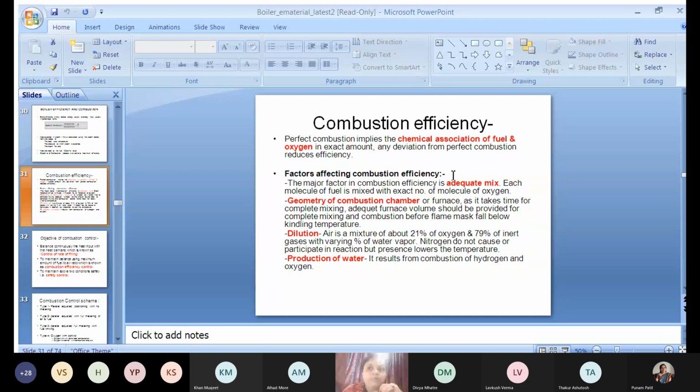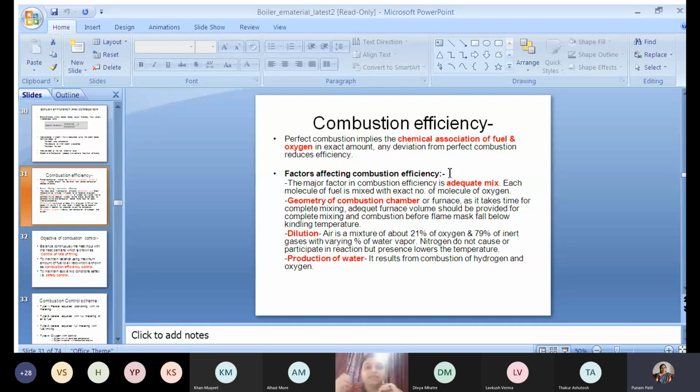Adequate mix. The major factor in combustion efficiency is adequate mix. Each molecule of fuel is mixed with exact number of molecule of oxygen. If it is there, we are saying adequate mixture is there. So whatever fuel and air or oxygen we are considering for combustion process, they must be mixed adequately. There should be molecule to molecule mixing, so that it helps in complete combustion.